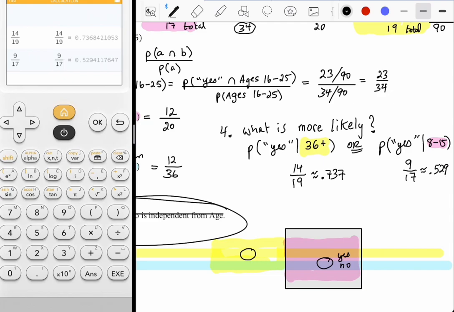All right, so what this is saying is the 36 plus group is more likely to say yes. All right, so answer. We don't need probability anymore. Well, I guess I could put it in there because it did phrase it that way. All right. What this is saying is more of the 36 or older group were ones who said yes than individuals who are in the 8 to 15 group.